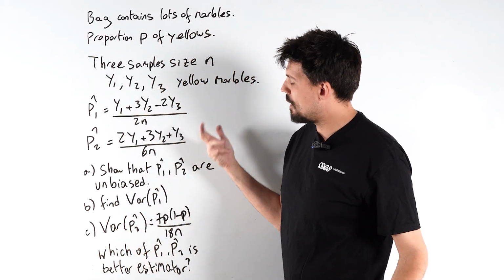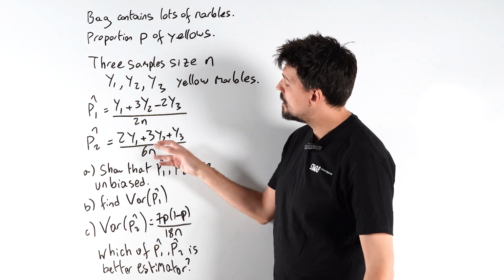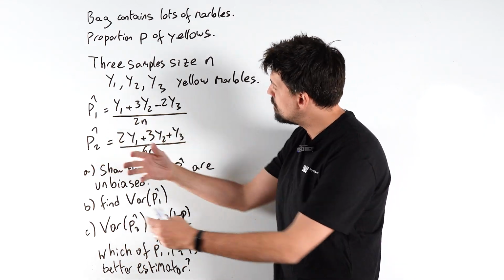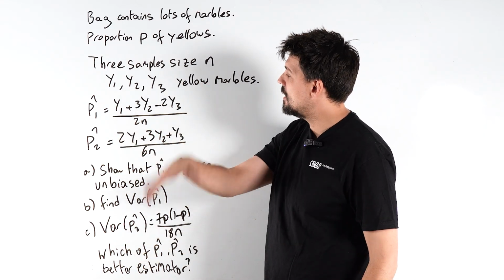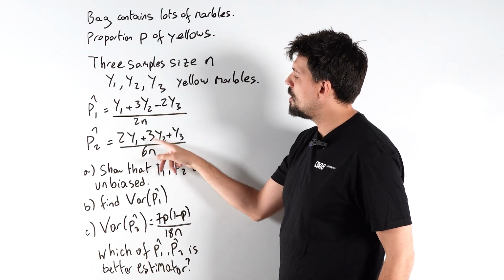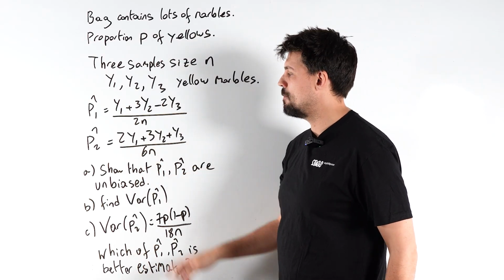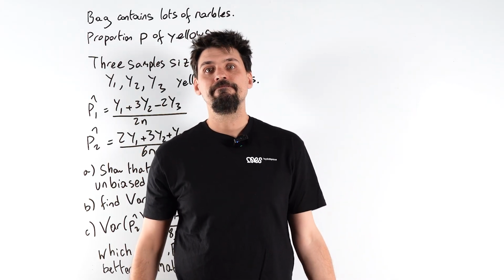And another idea is my friend comes along, Neil, well, work acquaintance, he comes along and says, no, Nick, you're being silly. Instead, we're going to take twice y1, 3y2, y3, add them all up, divide by 6n. Okay.